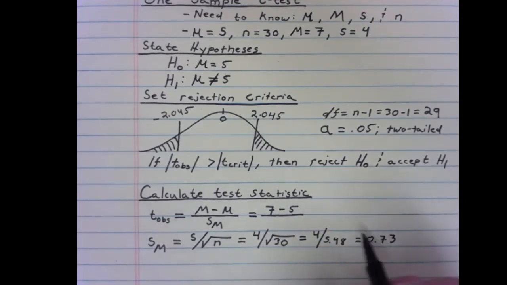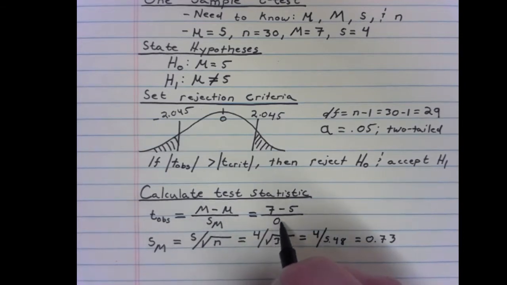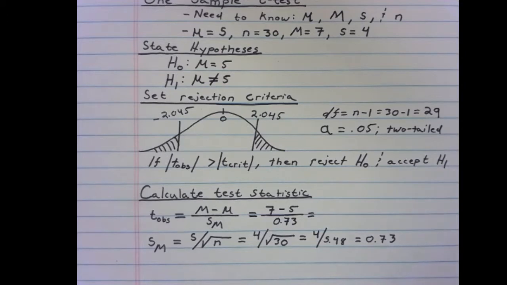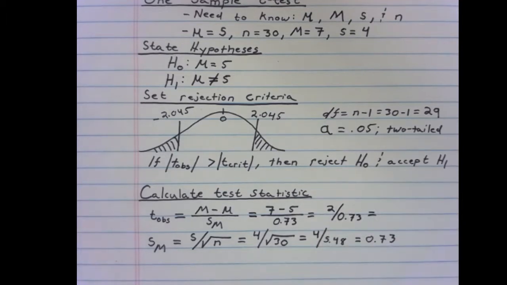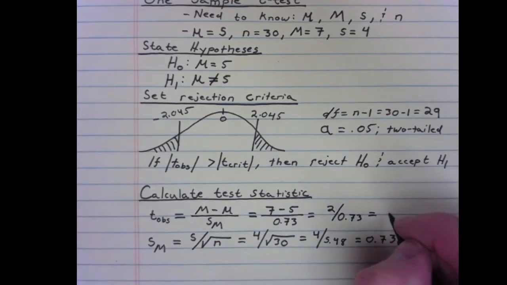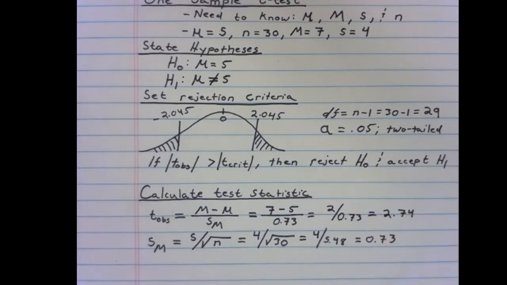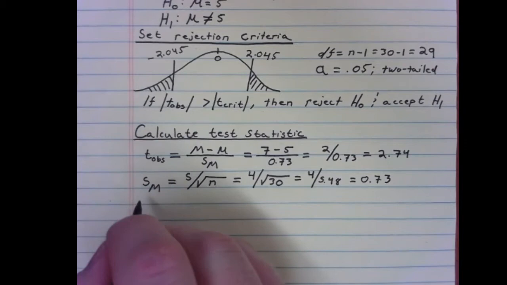So then we can go ahead and substitute this value in back up here. So 7 minus 5 is 2, divided by 0.73 gets us 2.74, rounding to 2 decimal places. So we've calculated our test statistic. Now it's time to actually interpret our test statistic.